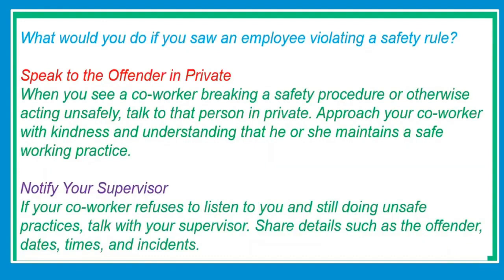What would you do if you saw an employee violating a safety rule? Sample answer number 1. When you see a coworker breaking safety procedure or otherwise acting unsafely, talk to the person in private. Approach your coworker with kindness and understanding that he or she maintains a safe working practice. Number 2, notify your supervisor. If your coworker refuses to listen to you and is still doing unsafe practices, talk with your supervisor, and share the details such as offender, dates, times, and incidents.